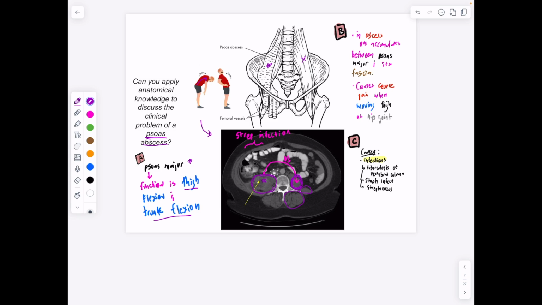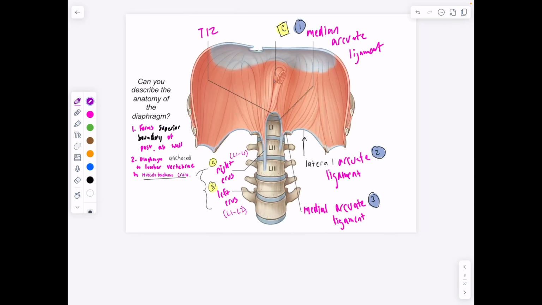And so in a psoas abscess, pus accumulates between the psoas major and its fascia, and then this causes severe pain when moving the thigh, remember, thigh flexion, at the hip joint. And again, it's a diagram, you can see it there, and a whole lot of swelling, pus in between psoas major and fascia. Causes are infection, tuberculosis of the vertebral column, a staph infection, or strep infection overall. All right, how about the diaphragm?